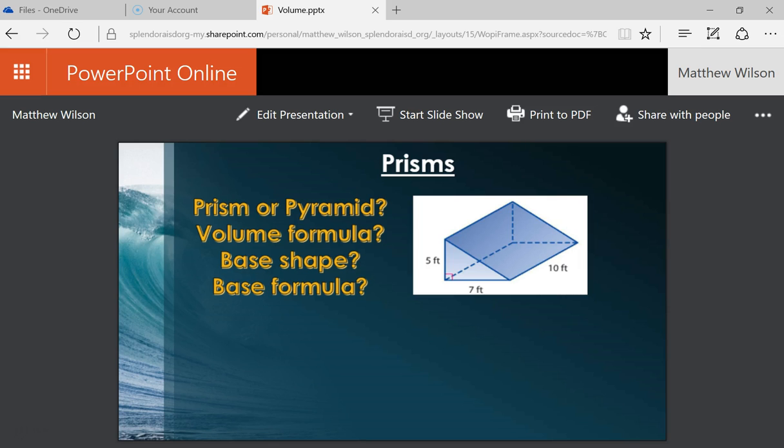So this is a prism. It is not a pyramid. Remember, with these, you need to act as though this side right here is now up here, and that this face right here is on the bottom. This is a triangular prism, so this triangle down here, that is our base. That's what we need to find the area of.